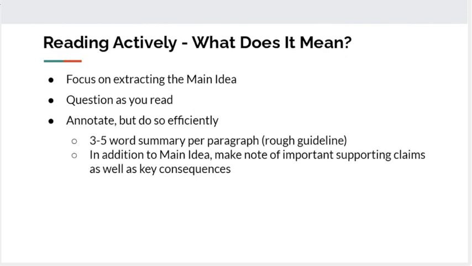So 3 to 5 word summaries per paragraph. The idea there is it's not going to take you too long to write it down, but you still have enough words where you can write down something that makes sense. You're not just writing down an intro or something like that. You want to say something a little bit more specific. And again, we'll look at some specific examples of how to do that as we go. And then in addition to the main idea, any important supporting claims or key consequences, implications that come up, you might make a note of.